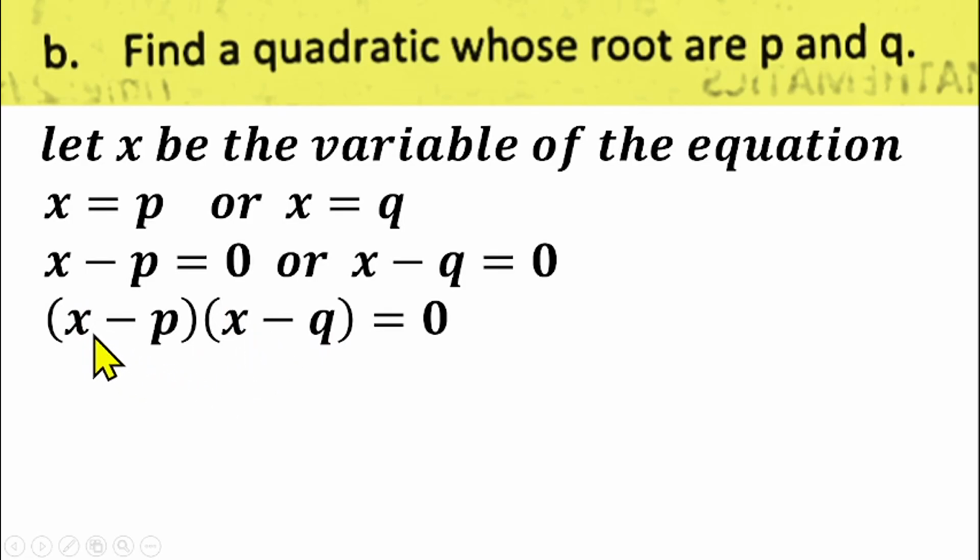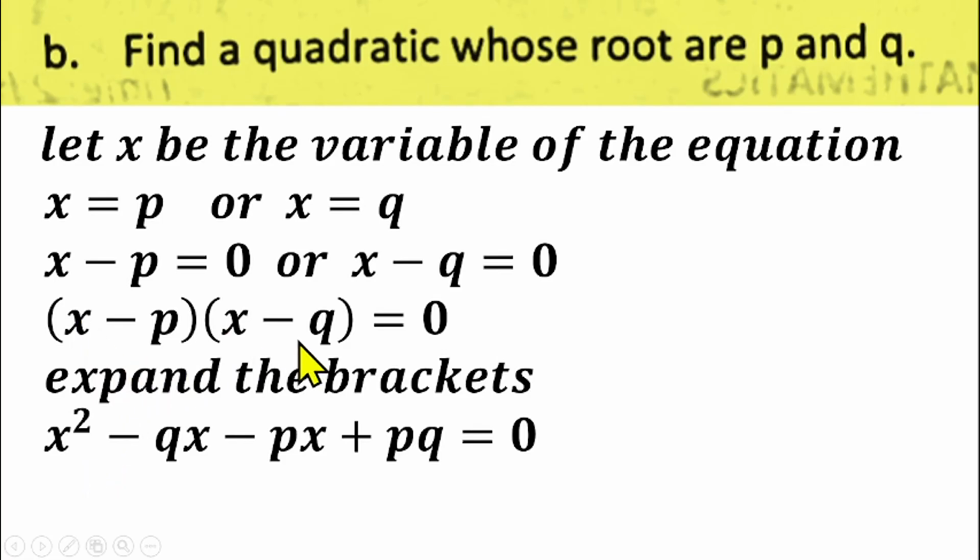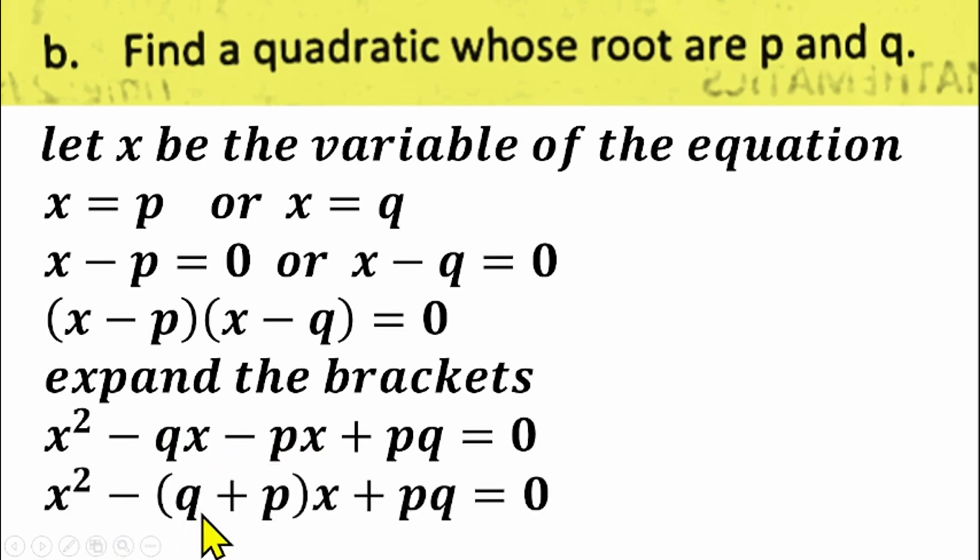We can now expand this bracket. x times x will give us x squared. x times minus q will give us minus qx. Minus p times x will give us minus px. Minus p times minus q will give us a plus pq equals 0. Then the only thing we can do now is to factorize x here. If you factorize x here, you'll be having x squared minus open bracket p plus q close bracket x plus pq equals 0. So this is the quadratic equation whose roots are p and q.